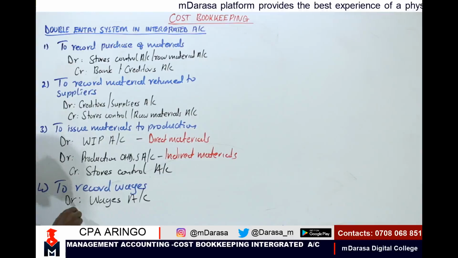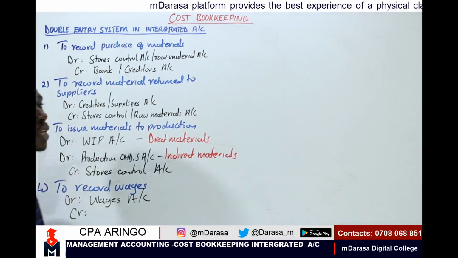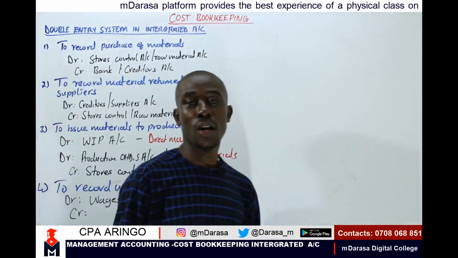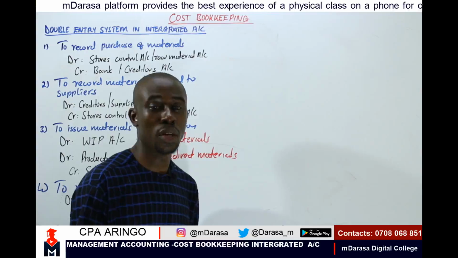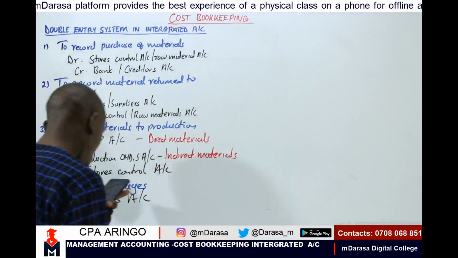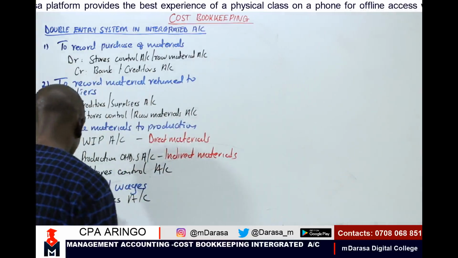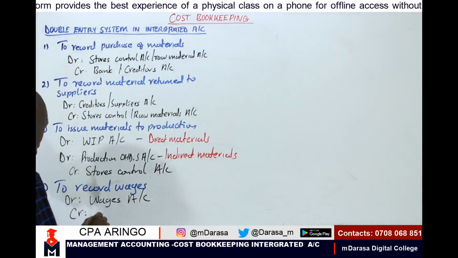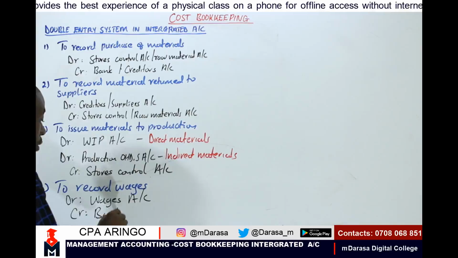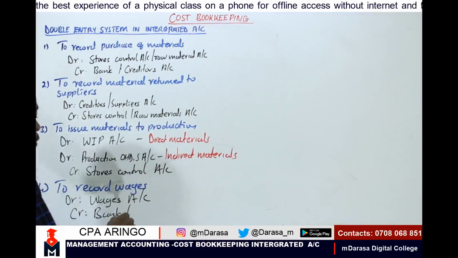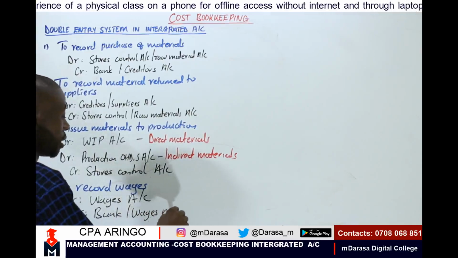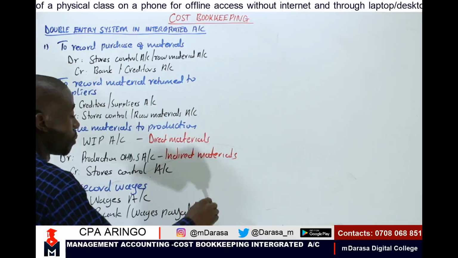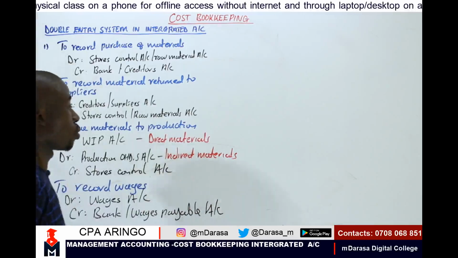And the account to credit will be what? Again, always know where is this cash that I'm paying these employees coming from. In this case, we can talk of either a bank, or if I'm carrying it forward, I'll be talking of wages payable. This is a liability account, wages payable account.